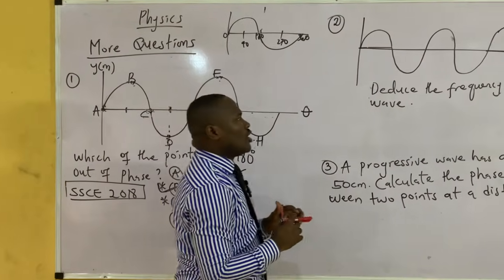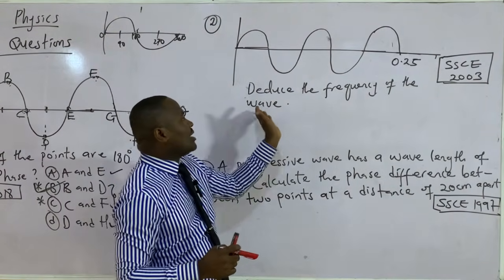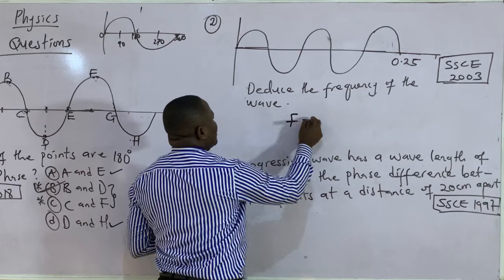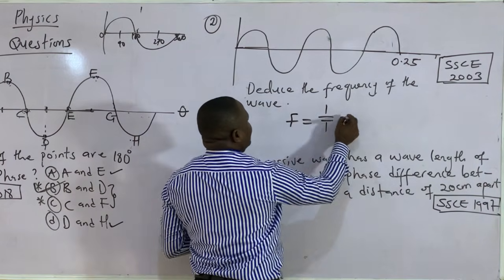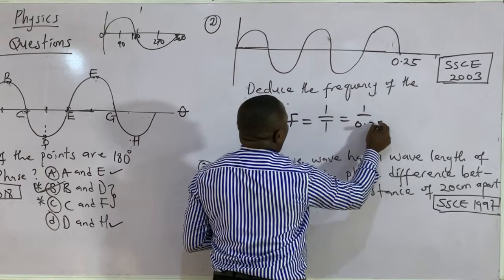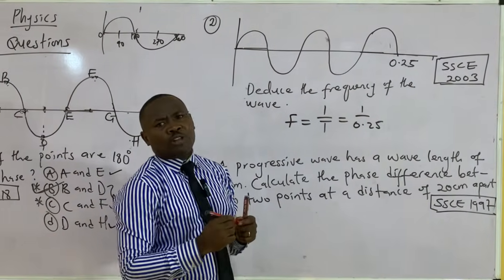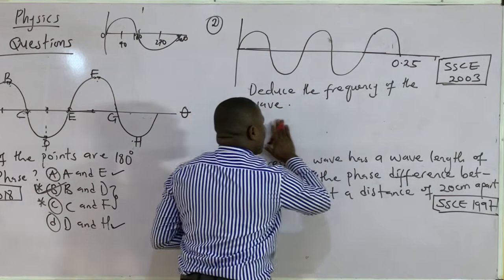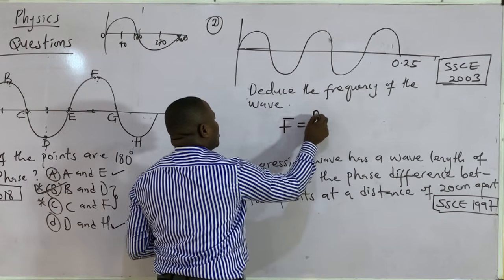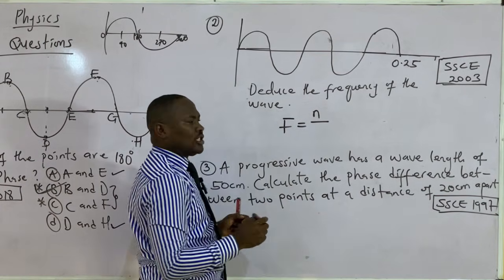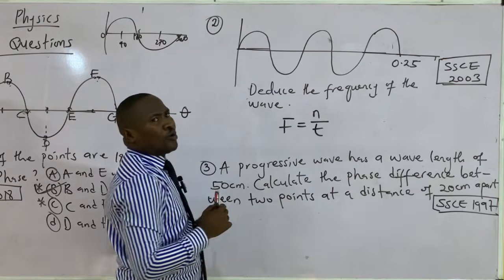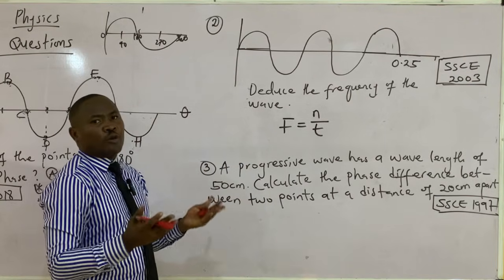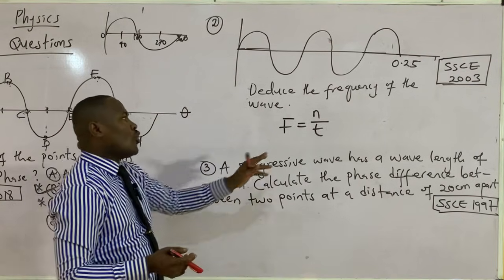Look at question number 2. Question number 2 says, deduce the frequency from this wave. It is wrong to just go straight and say frequency equals 1 over period and say equals 1 over 0.25. That's a wrong step and a wrong direction to solve. What is the right way to solve? You should know that frequency equals number of circles or number of oscillations over time taken.